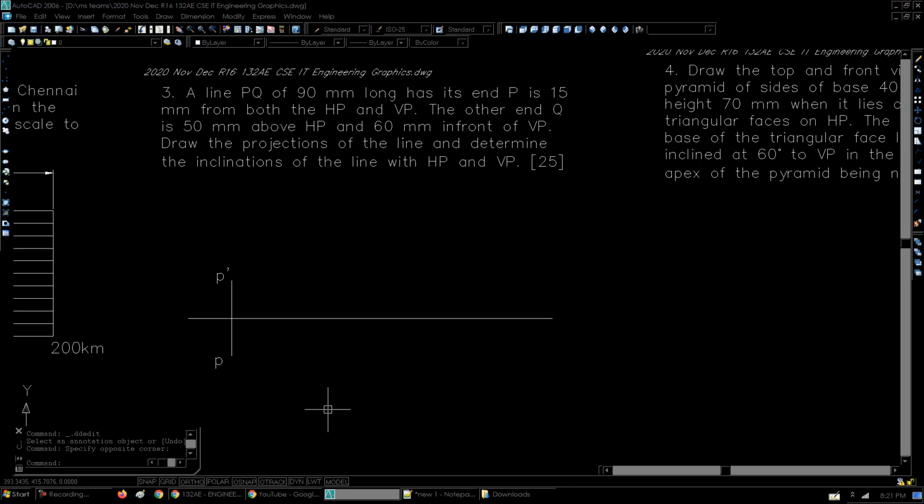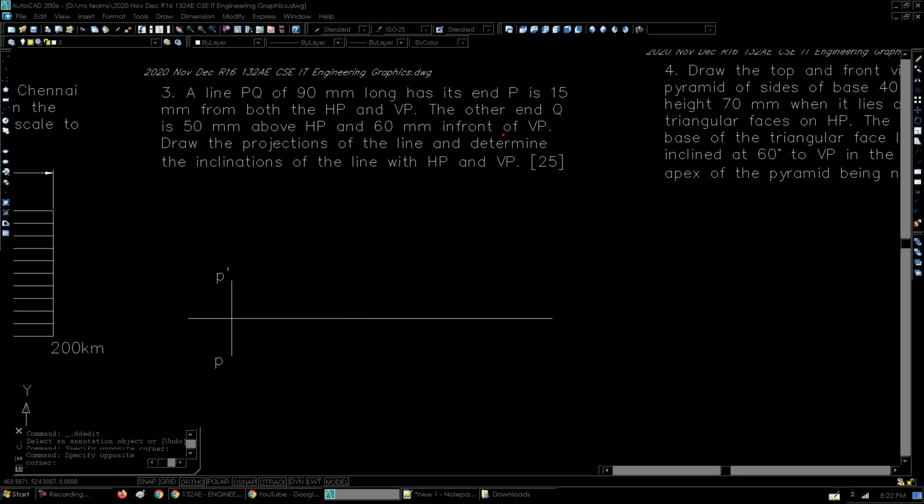Now we have started by feeding two of the given conditions, the distance of P from both the HP and VP. Now let us proceed to see what other data we can feed into it directly. The true length of 90 mm we need to feed in, but the true length is never going to be parallel to the XY line, so we can just skip it for a while. Let us see what other data is given.